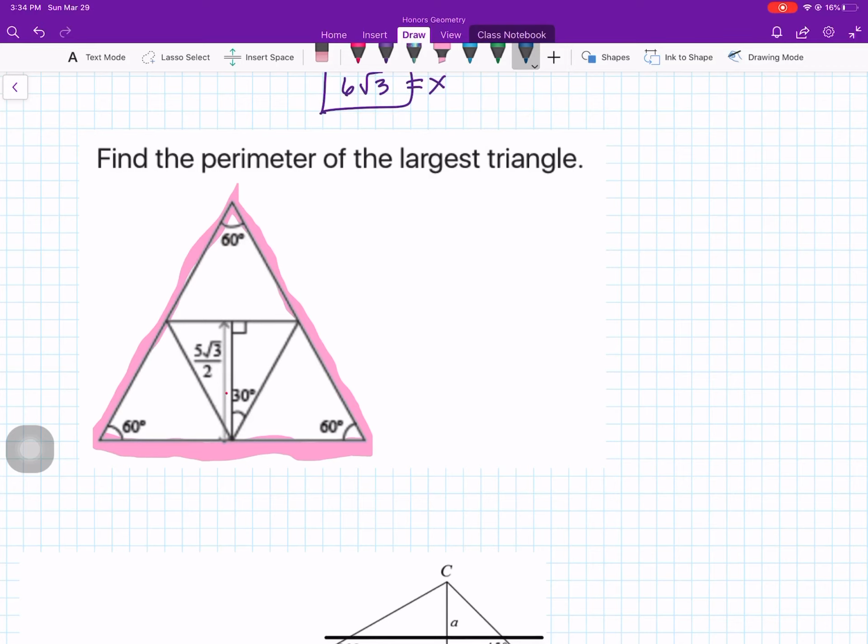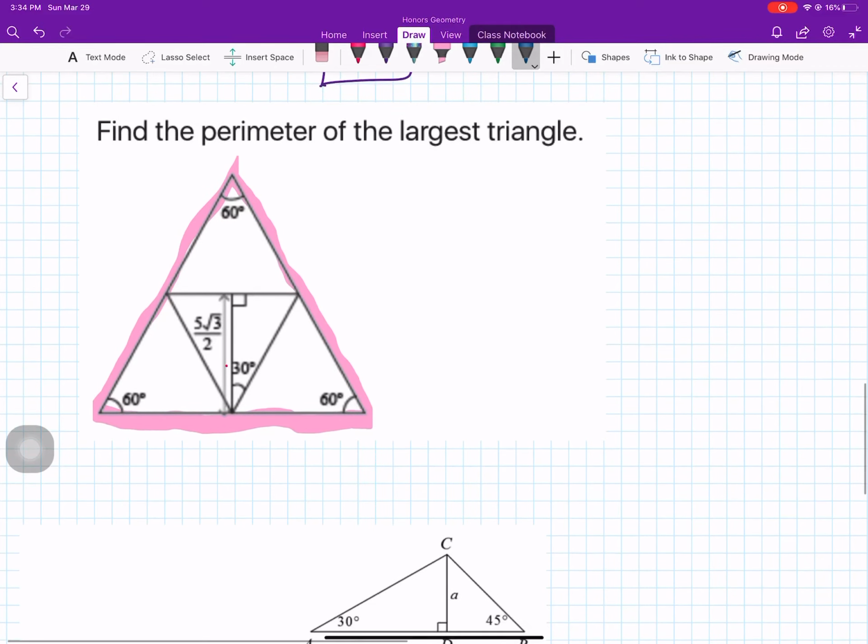Judging by the fact that this is a 30, and then this would be a 60, because this is a right triangle, which means this is a 60, which means this would be a 30. So this inside triangle is also going to be a 30, 60, 90 triangle. And when you combine the two inside triangles together, you get each side measuring 60.